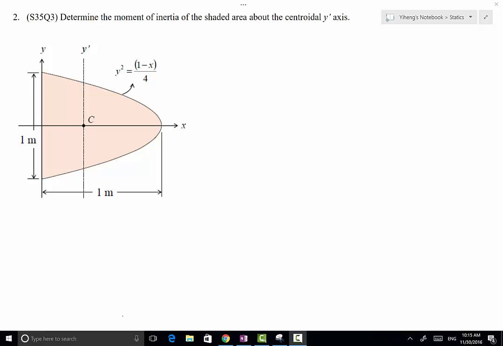Let's look at this problem. We need to determine the moment of inertia of this shaded area about its centroidal y prime axis. This y prime axis is the one that is parallel to the y axis but passes through the centroid location of this shape. As you can tell, this problem looks similar to several of the previous problems.